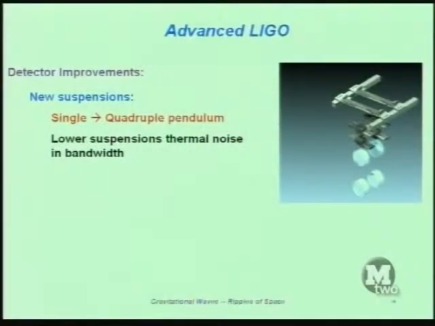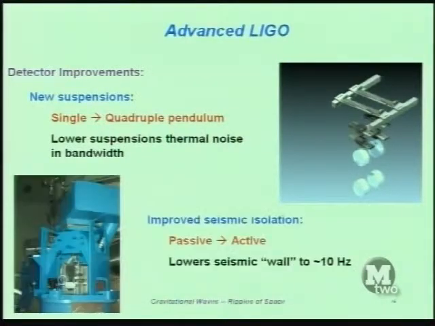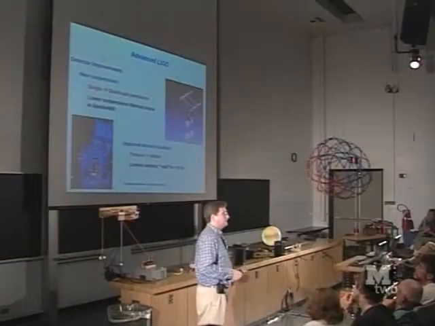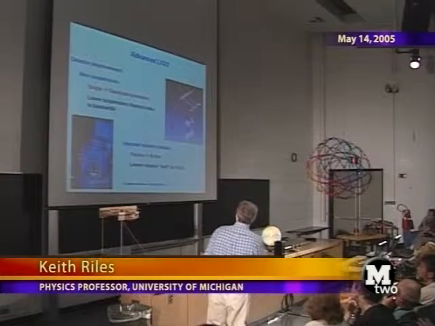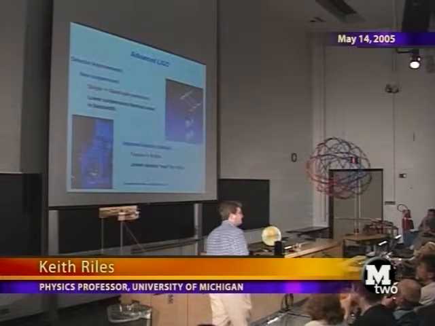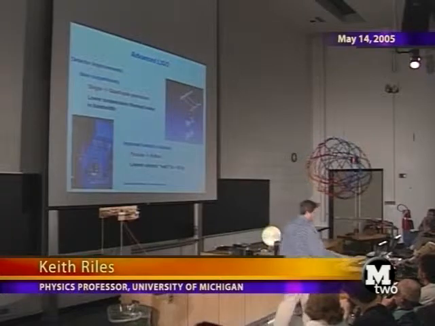We also will use a different suspension system. Right now we have a single wire looped around one of the mirrors. That's our single pendulum suspension system. For advanced LIGO, we'll have a quadruple pendulum system to give ourselves more isolation from our seismic environment. And that will also lower the thermal noise due to the suspension wires themselves. And finally, we'll have improved seismic isolation. The system I talked about that has been installed at the Livingston interferometer to make it less sensitive to logging will also be installed at the Hanford interferometers. That will lower our seismic wall down to something like 10 hertz from the present value of about 40 to 50 hertz.